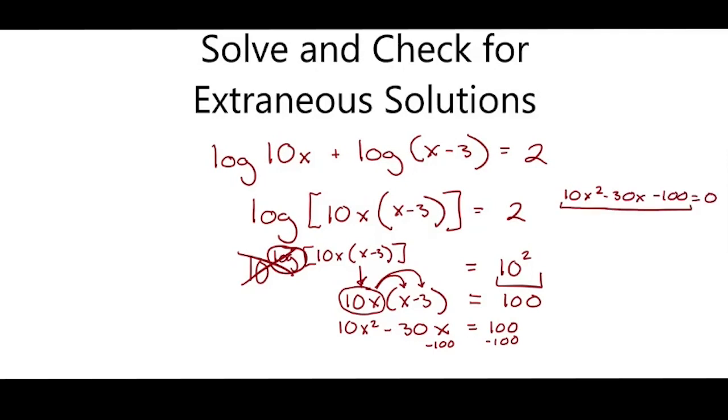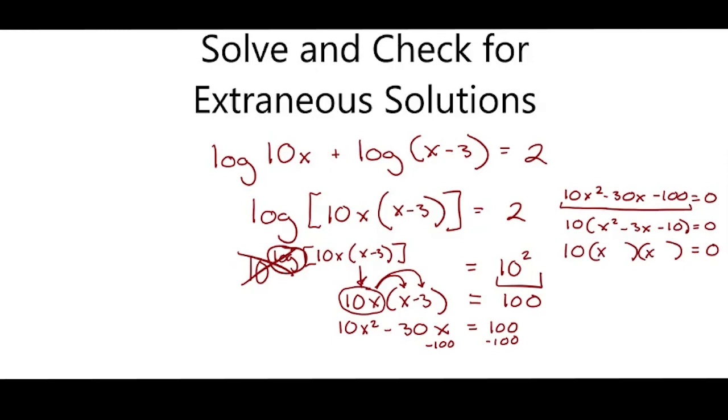Is there a common monomial I can factor out of these? There is. I can actually factor 10 out of all those terms. So I factor out 10, and I'm left with x squared minus 3x minus 10 equals 0. Now I can factor x squared minus 3x minus 10. I'm going to make my two parentheses, and I'll put an x in each one.